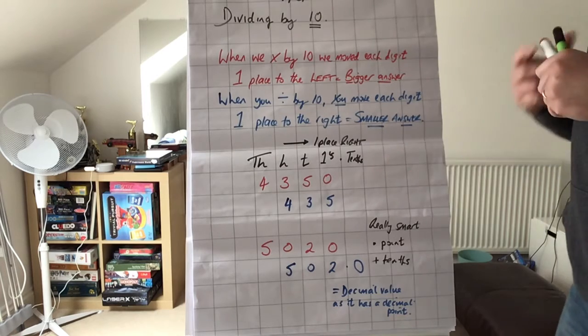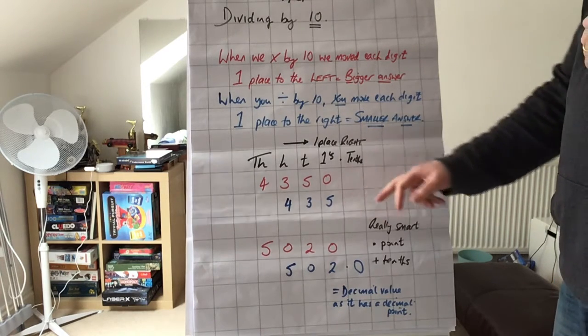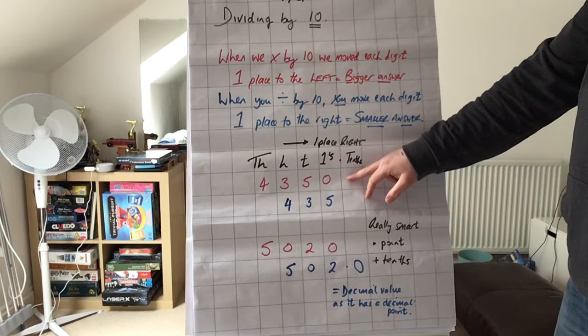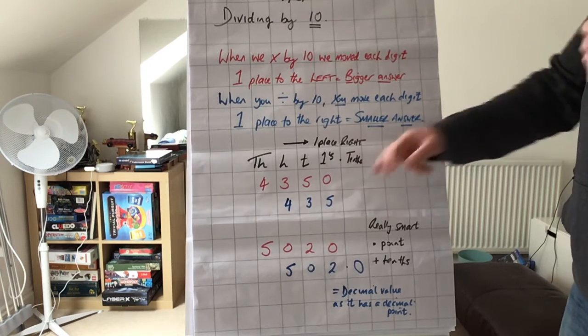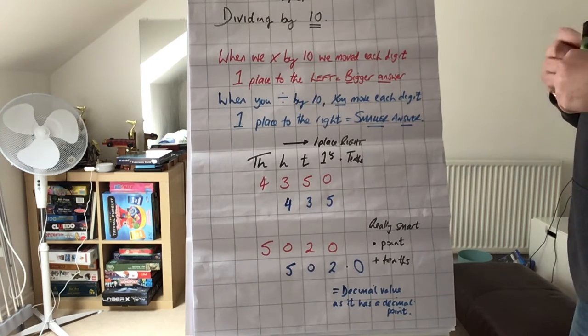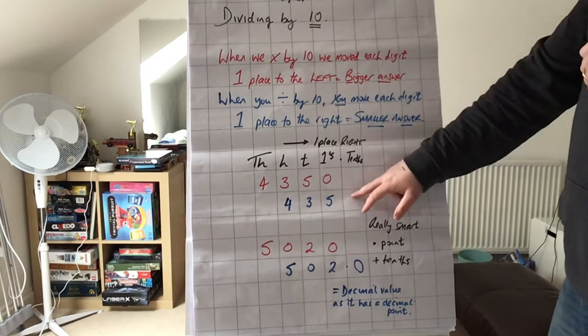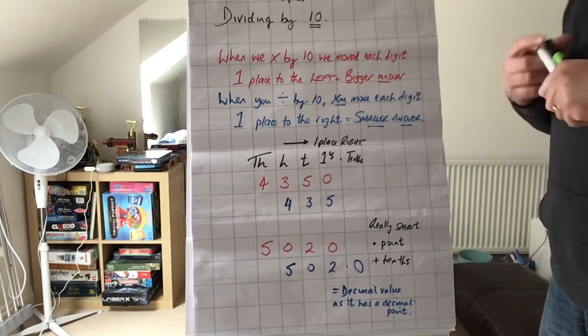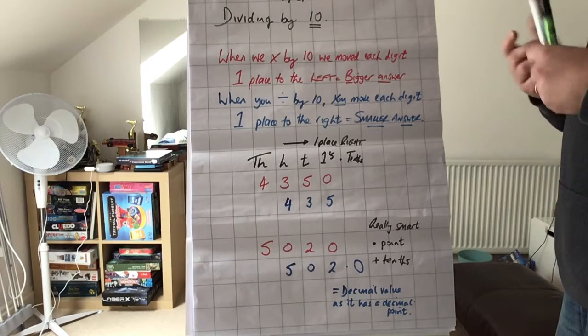But it doesn't change the value. 435 is the answer when we divide 4,350 by 10. It's as simple as that. Because if I multiply it by 10, I would get 4,350. So I know the answer is correct.